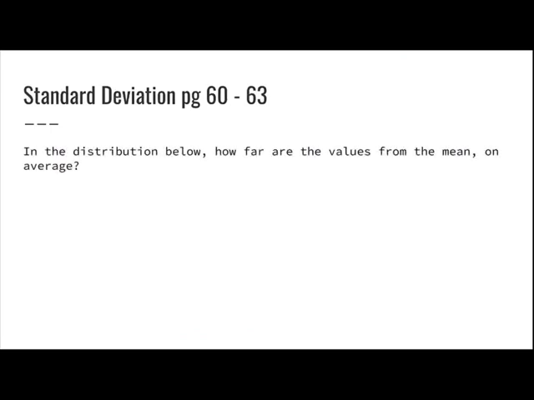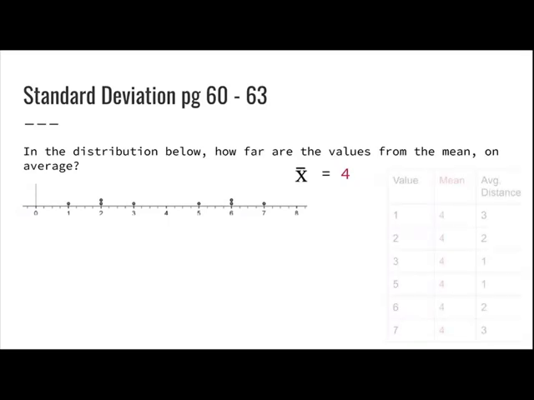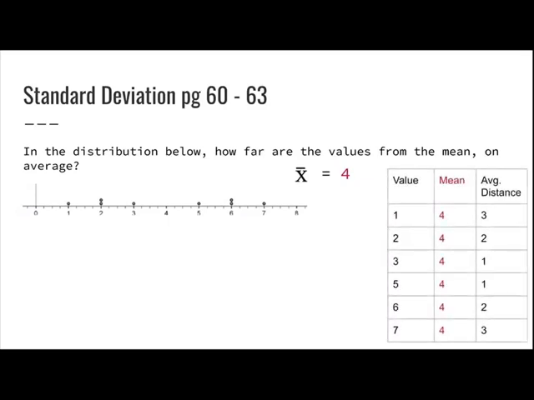Take a second and look at pages 60 through 63. In the distribution below, how far are the values from the mean on average? I found the mean of the values in this distribution. After I did that, I listed out the values and I found the average distance from the mean. You could find this by subtracting the value from the mean. However, this distance is an absolute value. You should not have negative numbers here.